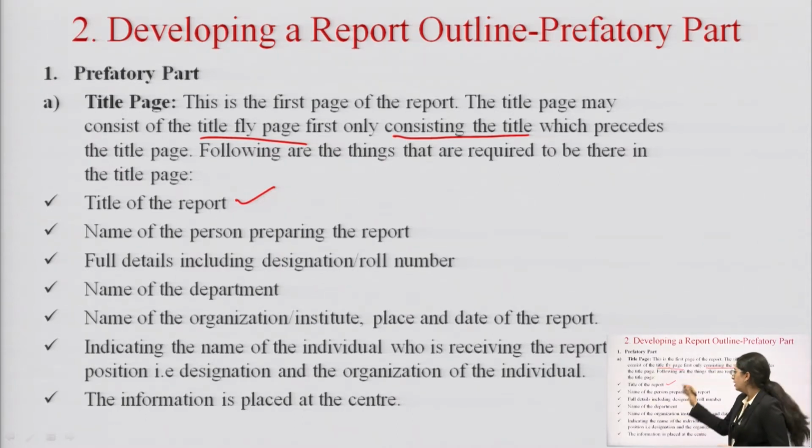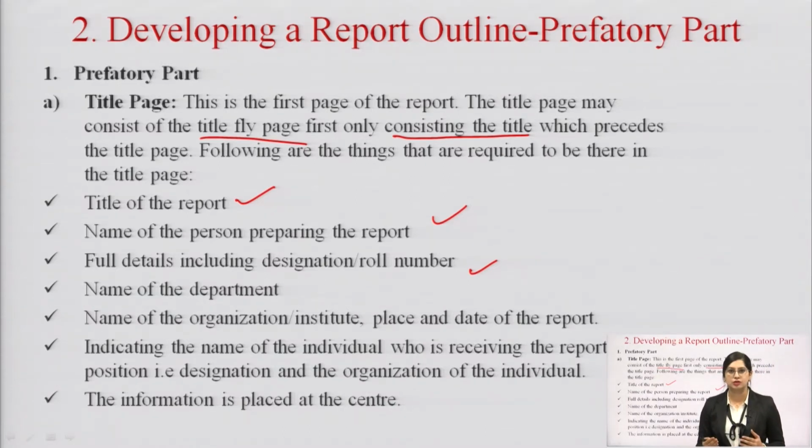Moving on, the title page will have the name of the person who is preparing the report. Then it will have the full details including the designation in case the person is working, or for the students you definitely need to mention your roll number, your class, your section as per the requirement of your university or your institute in which you are studying. You also have the name of the department in case the individual is working. So, you mention the name of the individual, the designation of the individual, the department of the individual.